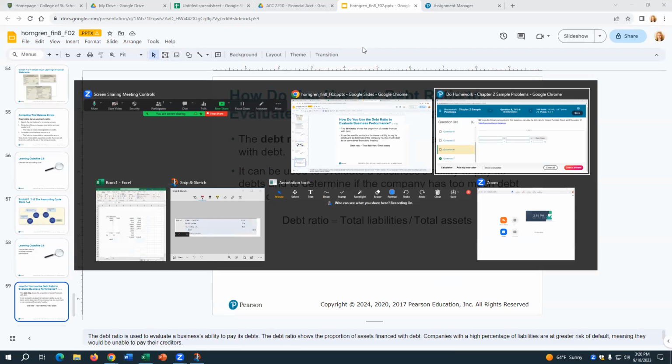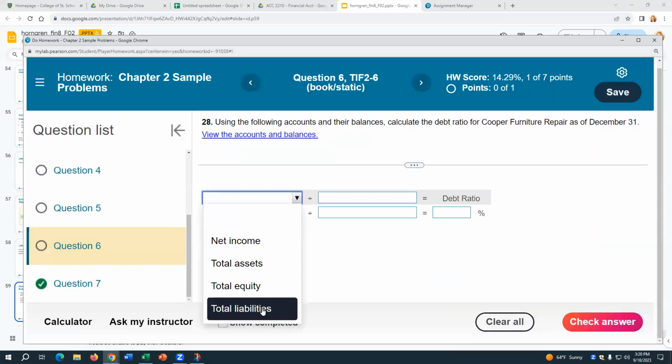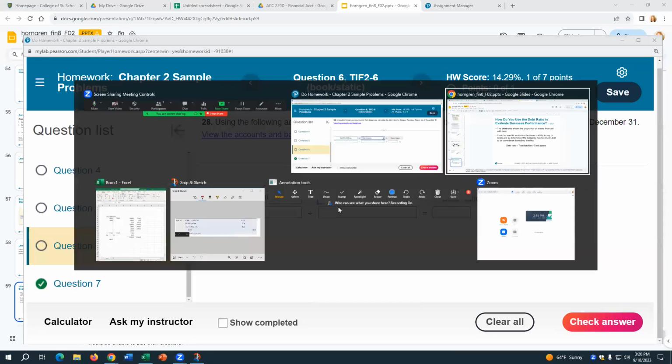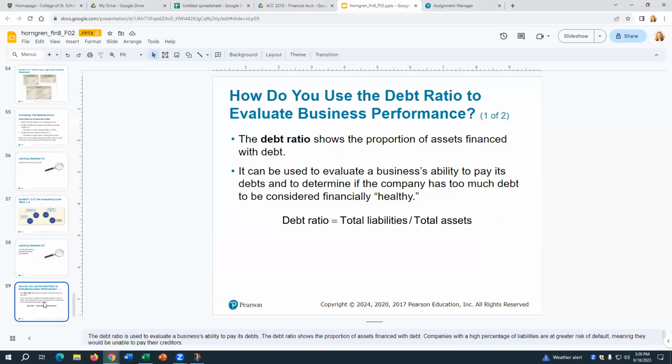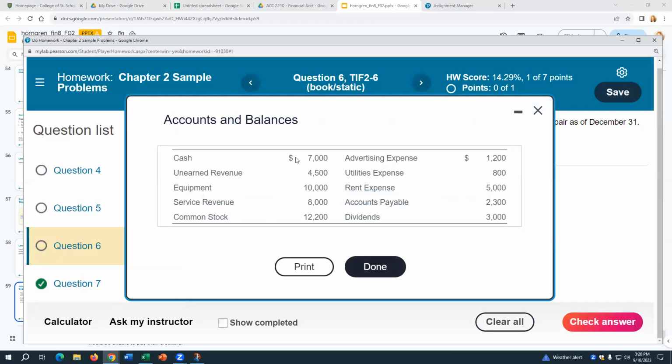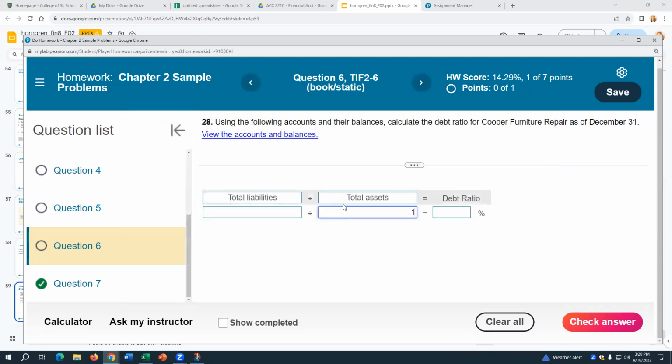So plugging that into our problem here, if we've got our total liabilities divided by our total assets, right? Just right off of our slide number 59. If they're giving us all of these, what we would need to do is add up all of our assets. So here, the only asset we have, it looks like to me, is cash. Oh, no, we've got cash and equipment. So we've got $17,000 in assets there. So we would plug that in on the bottom.